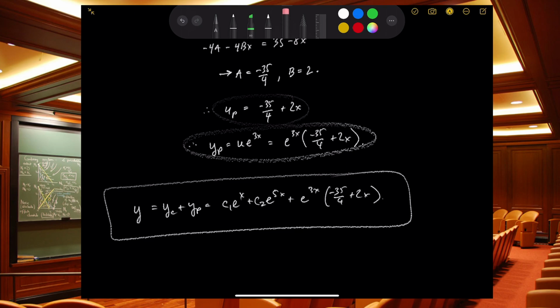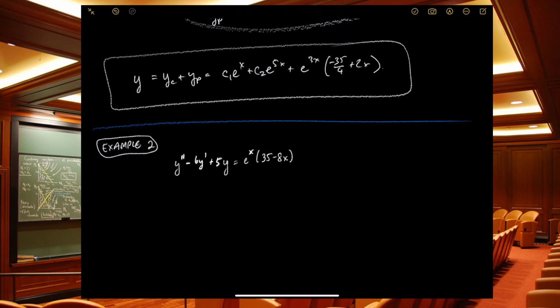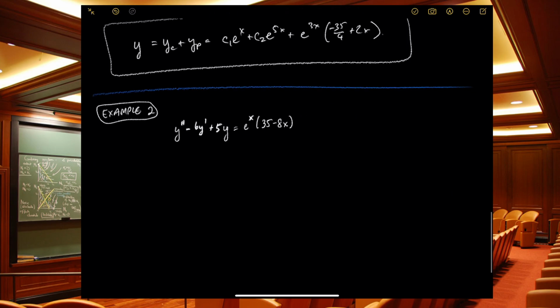Now what I want to do is show you an example of when things get a little complicated, because this exponential over here is actually a solution to the homogeneous equation, and how we deal with that. Okay, so what we've got here for our second example is the same equation, except for this piece. The forcing function has e to the x up top instead of that e to the 3x.